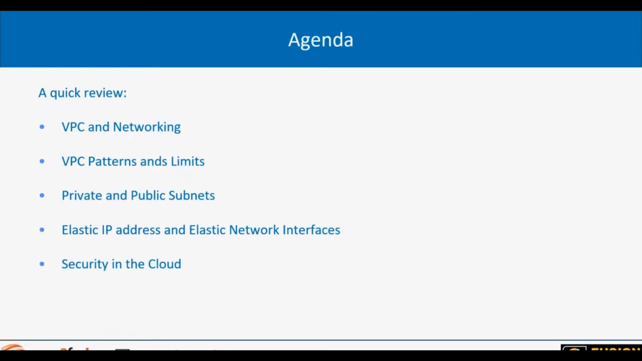So what we are going to see in this module: VPC and networking. We are into the networking part, and VPC is the main part of it. Then VPC patterns and limits, private and public subnets, Elastic IP addresses and elastic network interfaces, and security in the cloud. We'll see them one by one.